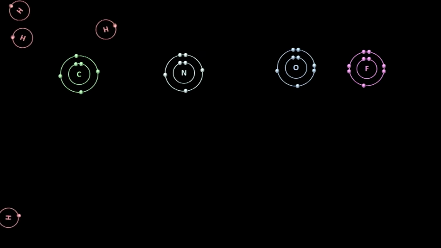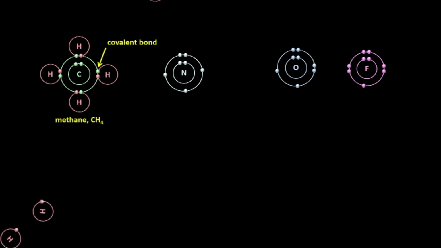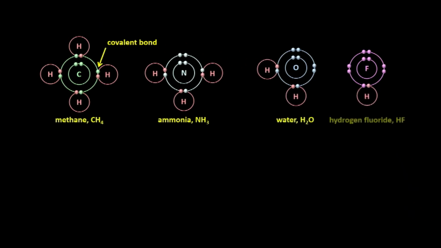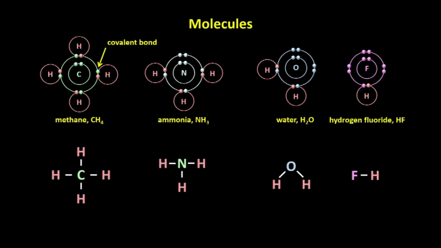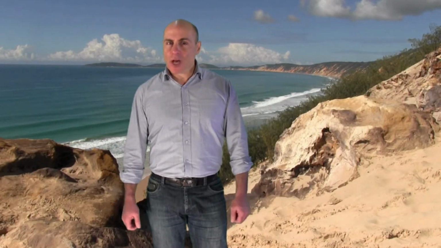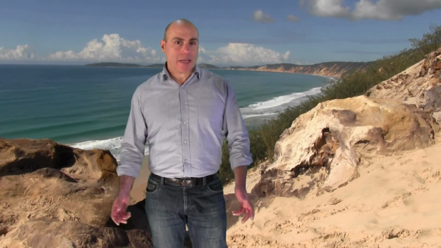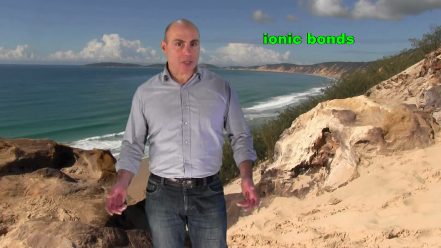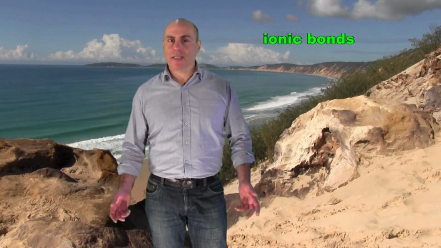The atoms of nonmetals can bond covalently by attracting each other's electrons until their outer shells are full. Groups of atoms which are joined by covalent bonds are called molecules, and they can be represented by electron dot diagrams or by structural diagrams. However, at about the same time that covalent bonding was discovered, experiments revealed that atoms can also form what are called ionic bonds with each other. And it's ionic bonding that we'll be looking at in this episode.